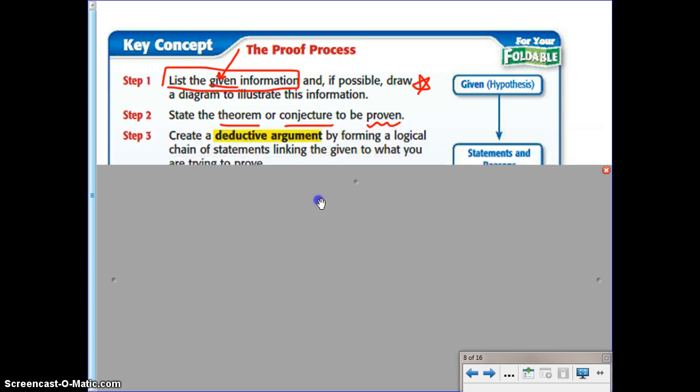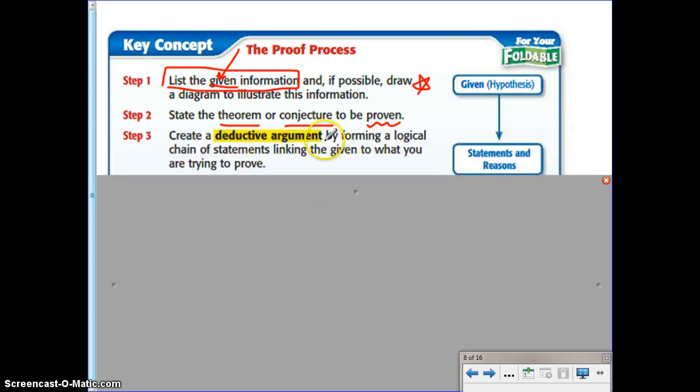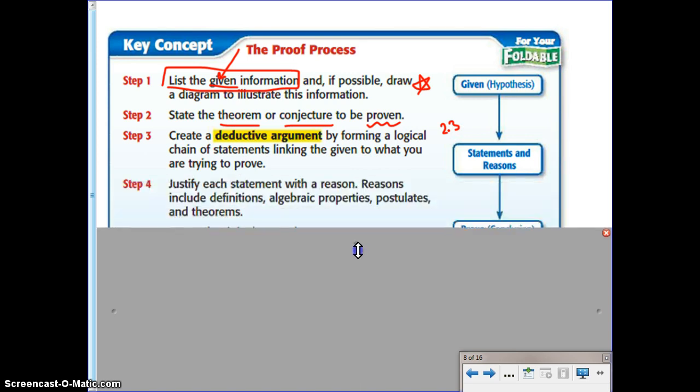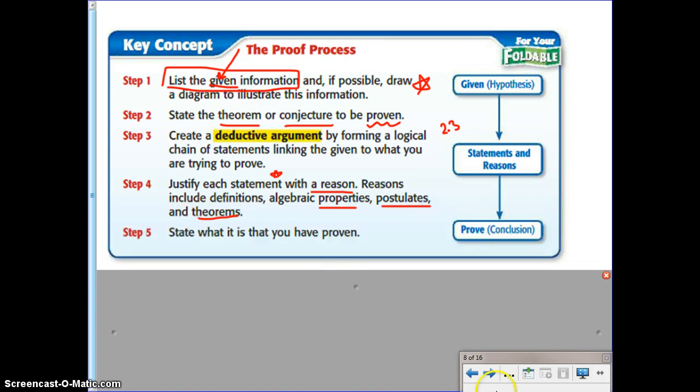Step 3, create a deduction argument, and we know what that is from lesson 2-3, by forming a logical chain of statements linking the given to what you are trying to prove. Step 4, justify each statement with a reason. So you've got to give a reason for each statement. So give a statement and then why. And this is where we're going to include those properties, postulates, and theorems. And lastly, state what it is that you have proven. So what's your conclusion? What did you just prove? And you should always know where you're going first. So I always like to even kind of write down, this is where I want to end.